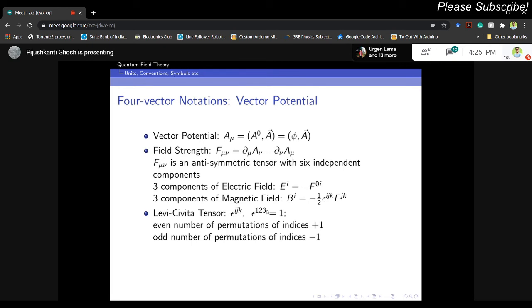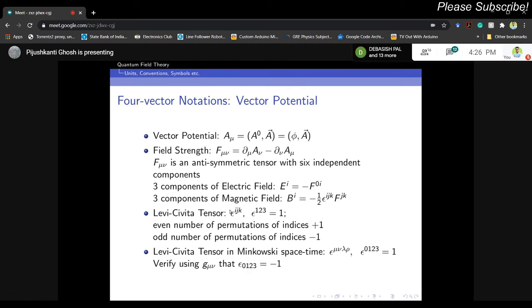On the other hand, epsilon_312, you have to move left once, then left twice. So 312 means you have permuted twice. So it's an even number of permutations, you get a plus sign. Okay, so this is the definition of the Levi-Civita tensor. Now we generalize this Levi-Civita tensor in Minkowski space-time as epsilon^{mu nu lambda rho}. There the defining relation is that epsilon^{0123} is equal to 1, and again for an even number of permutations we get a plus sign, for an odd number we get a minus sign.